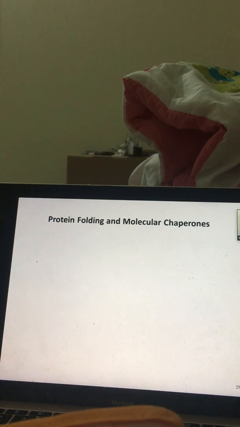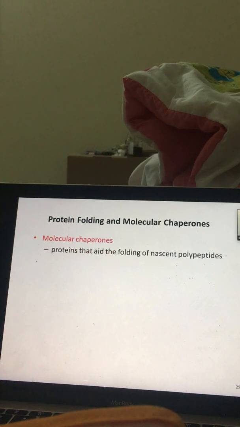So protein folding requires molecular chaperones. We will call them chaperones. These are molecules that are proteins, and they aid in the folding of the nascent polypeptides. So these chains of polypeptides will be assisted by molecular chaperones to transport them.